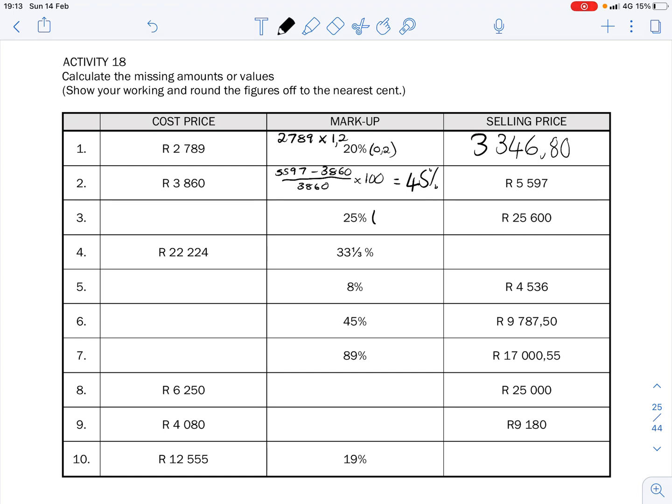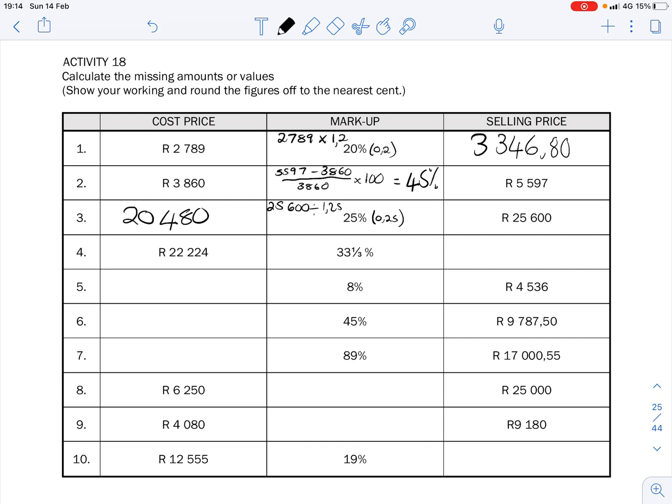Okay. We then have number 3, they give us a selling price and a markup percentage of 25. Remember, this would be 0.25 as a decimal. We go 25,600 divided by 1.25, and that should give us 20,480 Rand as a cost price.